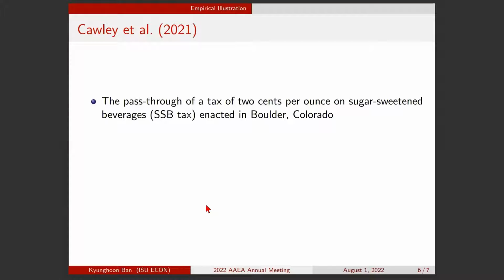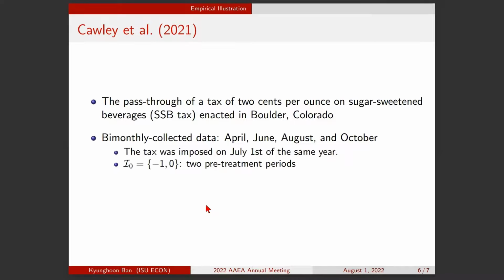And the last part of this presentation is the empirical illustration of our method. So we adopted Cawley et al. 2021's paper, where they investigated the pass-through rate of the sugar-sweetened beverage tax. In their data set, they have a control group and a treatment group. Between June and August, on July 1st, the tax was imposed and they were looking at the difference in equilibrium prices, to see what proportion of the tax was passed through to the equilibrium price.